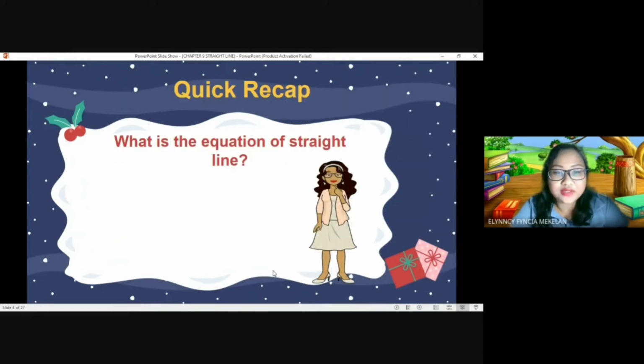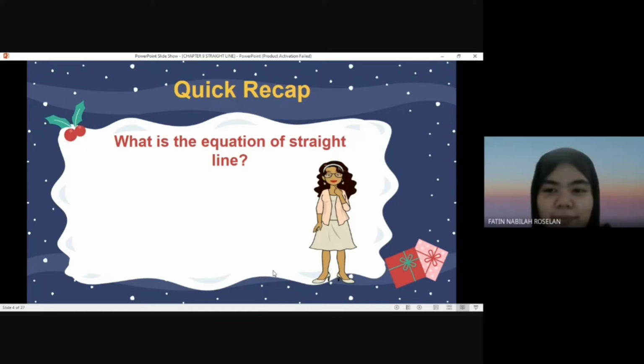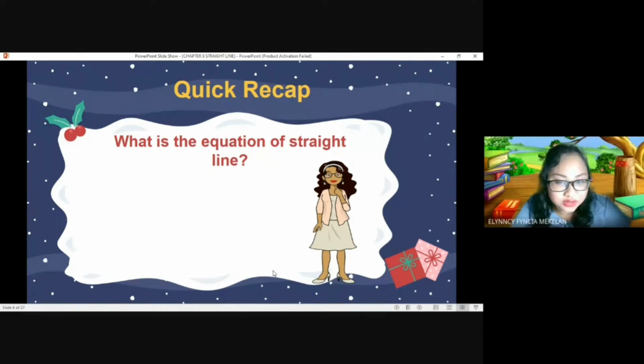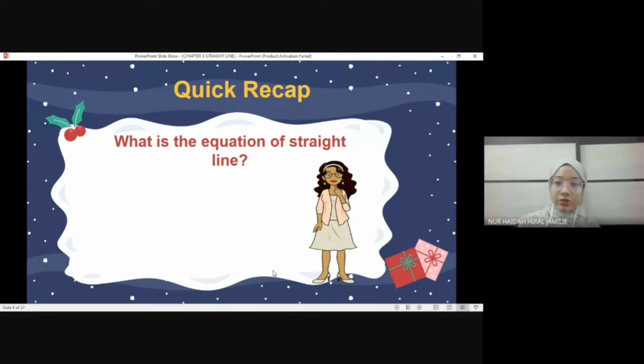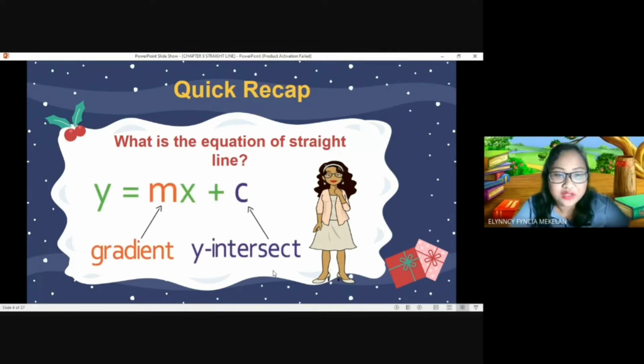Okay, let me start with a quick recap. Do you still remember what is the equation of straight line? Yes, what is the equation? y equal to mx plus c. Yes, good job. The equation of straight line is y equal to mx plus c, where m represents the gradient and c represents the y-intercept.